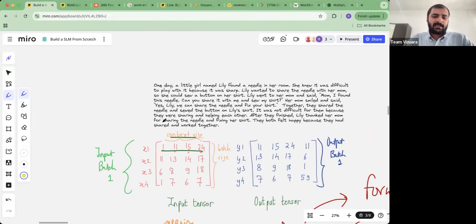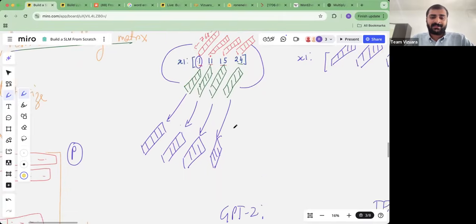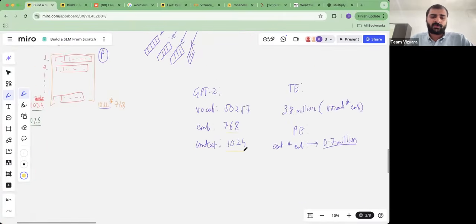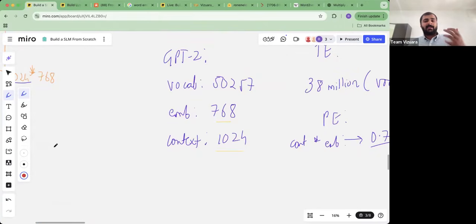So people are asking, where are these numbers coming from, right? Don't be confused by these numbers. These numbers, 768 and 1024, which I am taking, are specifically because when OpenAI released GPT-2, they had these numbers. That's why we are staying with these numbers.